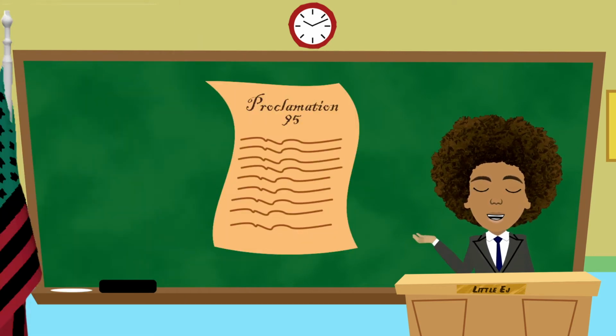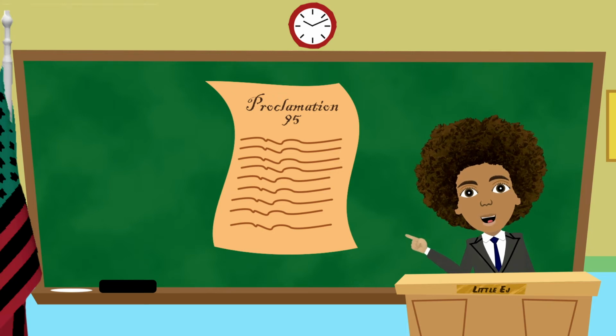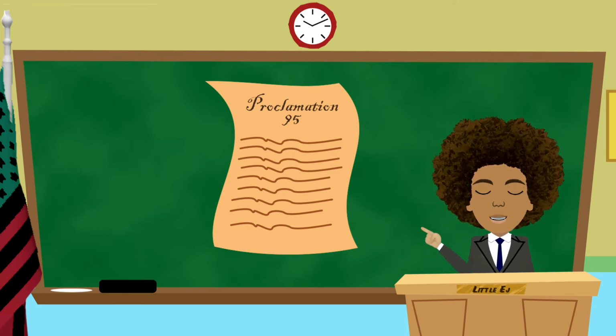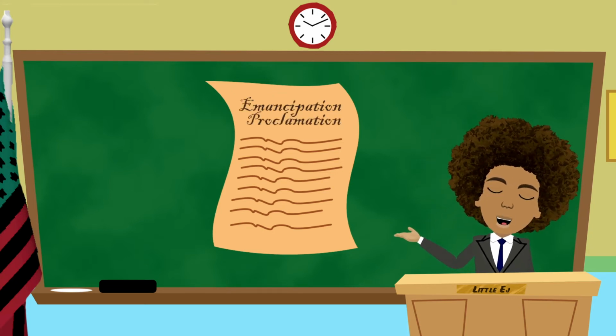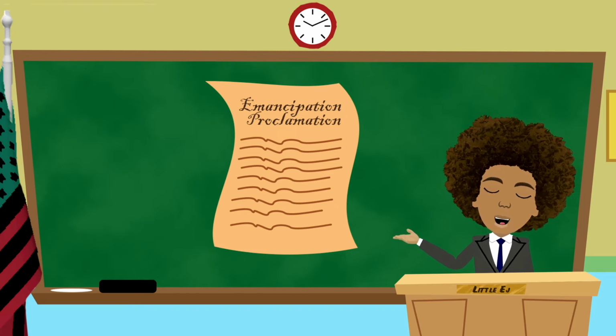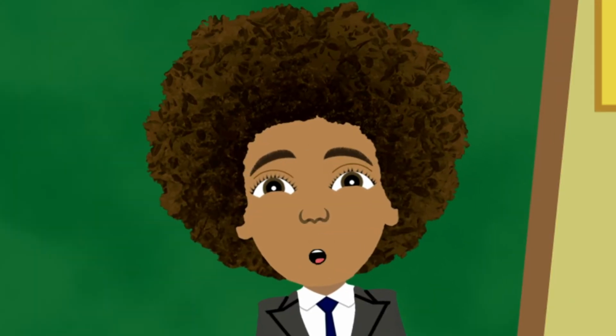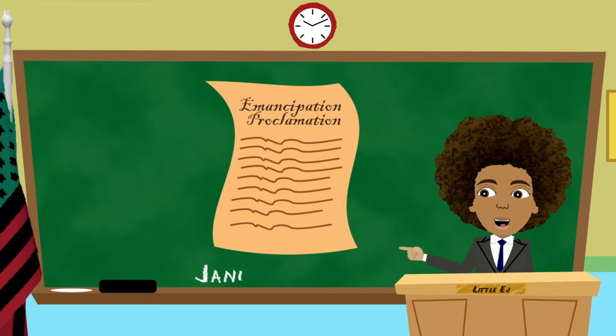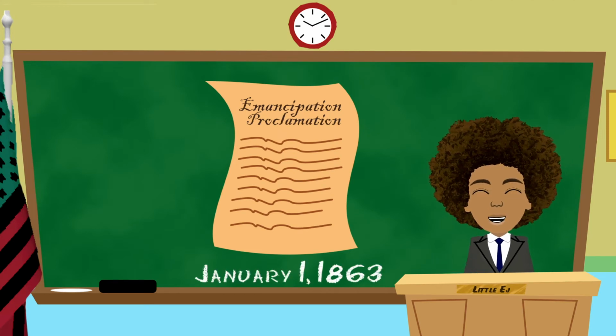So, he issues an executive order known as Proclamation 95, but we know this document as the Emancipation Proclamation, and it basically said that slaves held within Confederate states, because we know that's what they were fighting for anyway, were to be freed on that date, January 1st, 1863.